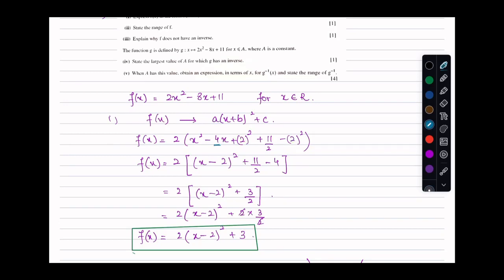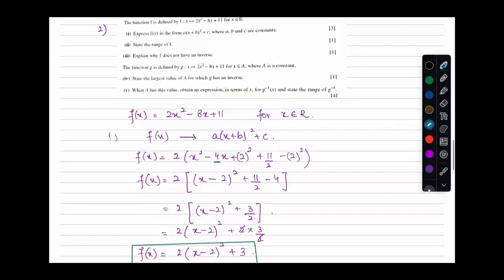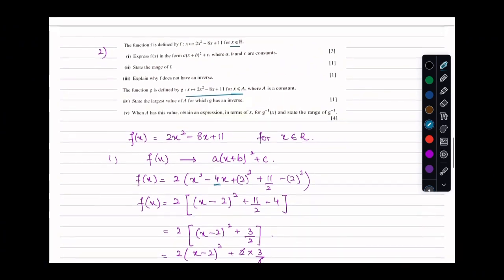So the fourth part, the function g is defined by 2x squared minus 8x plus 11 for x lesser or equal to a, where a is a constant. State the largest value of a for which g has an inverse. Now initially they said that x belongs to R, but now they have changed the condition. It's the same function, 2x squared minus 8x plus 11, but in the beginning we had the condition for x belonging to real numbers, but now it has the domain which says x lesser or equal to a, and we need to have the largest value of a for which g has an inverse.